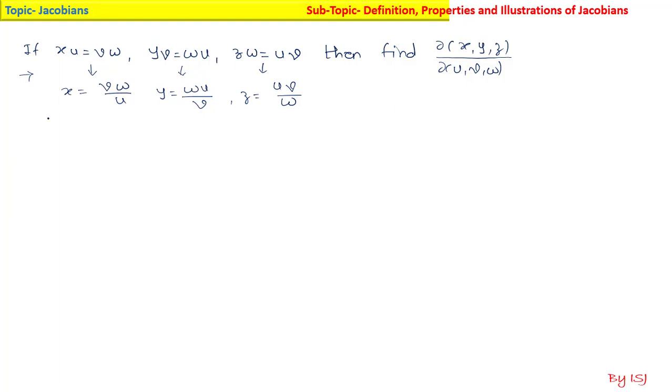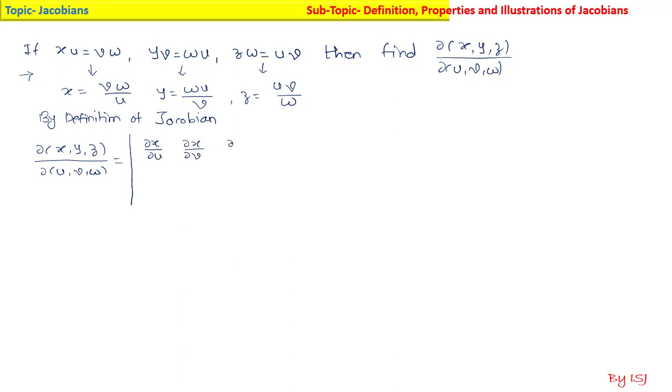Okay, so let us start with the formula. As we have seen by the definition of Jacobian, the Jacobian of X, Y, Z with respect to U, V, W is equal to the 3 by 3 determinant: delta X by delta U, delta X by delta V, delta X by delta W, then delta Y by delta U, delta Y by delta V, delta Y by delta W, and the last row, that is delta Z by delta U, delta Z by delta V, and delta Z by delta W.